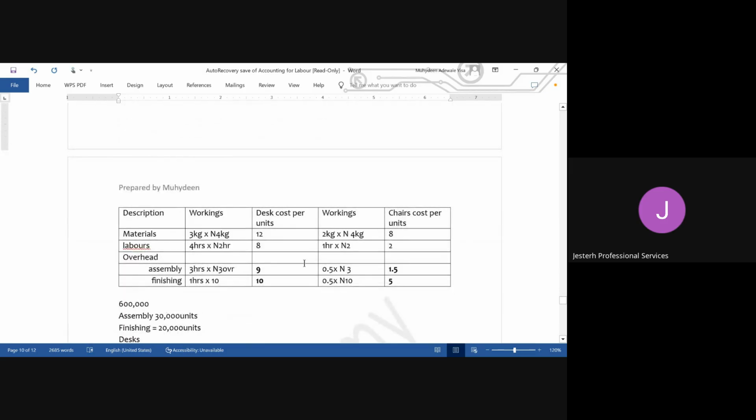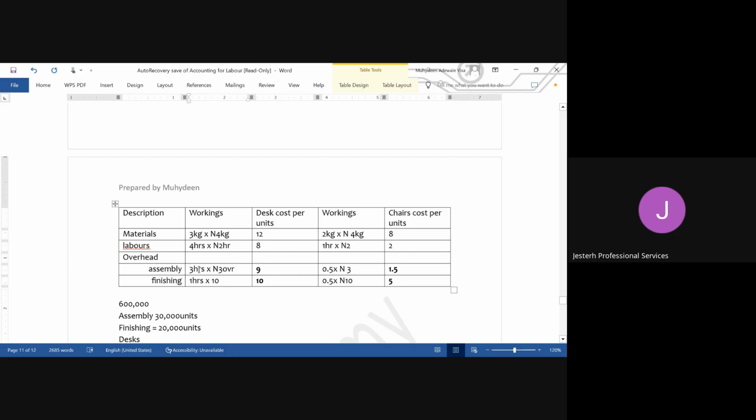So that is why under this scorecard, what we just did here is: they say 3 hours is for the assembly. Good. Based on the overhead, the allocation for the assembly hour is 3 naira.